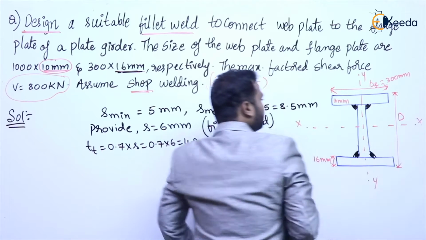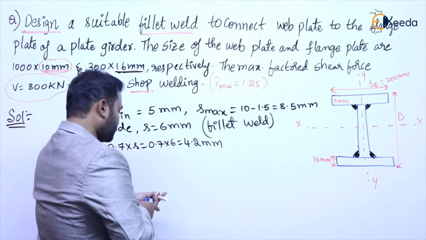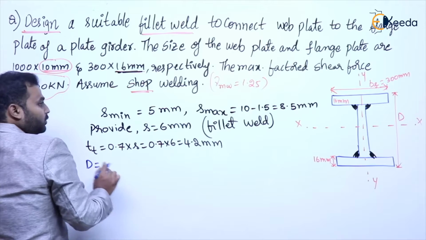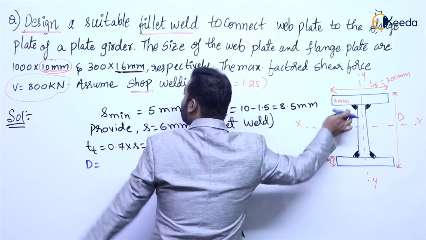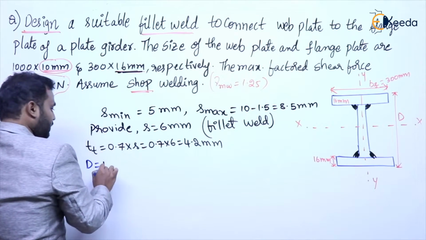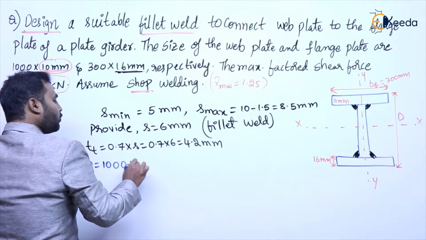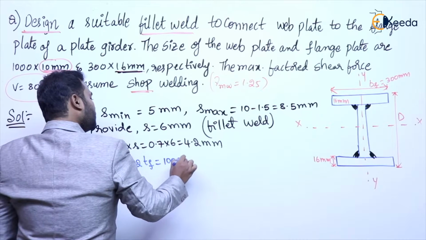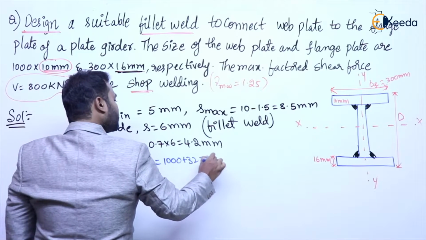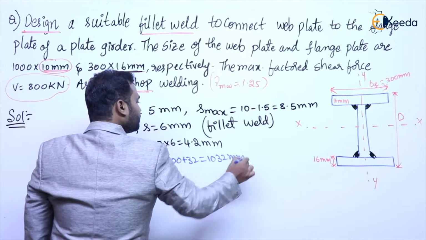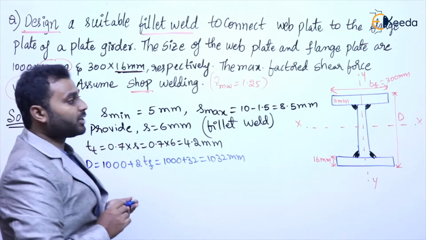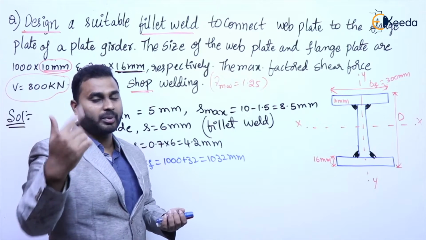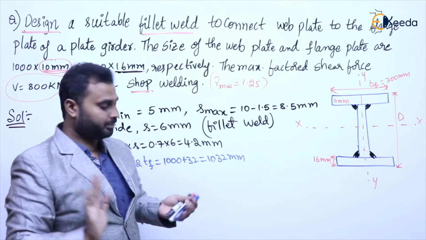Clear? Now the overall depth D is equal to the depth of the web plate. What is the depth of the web plate? 1000. So 1000 plus twice the thickness of the flange. It means 1000 plus 32, which comes out to be 1032 mm. So these were the dimensions of that welded plate girder, having two flange plates at top and bottom and one web plate in between them.